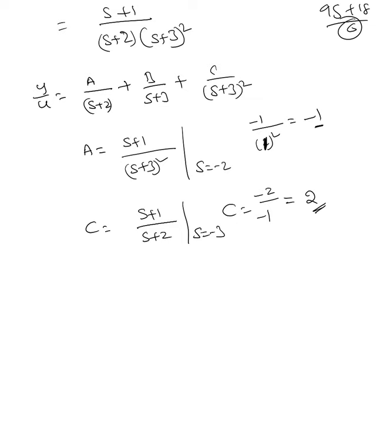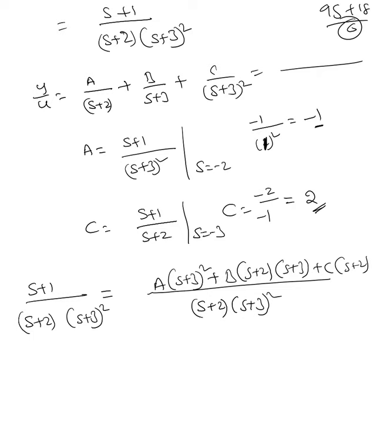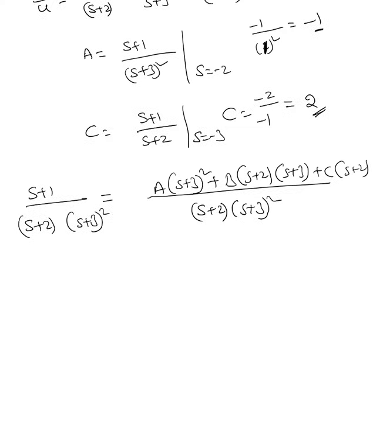So what I'm going to do to find b, I'm going to use substitution method here. So basically I have s plus 1 over s plus 2 times s plus 3 whole square must be equal to, now I'm going to do the LCM on the right hand side. So LCM for that is s plus 2 and s plus 3 whole square. So a must be multiplied with s plus 3 whole square plus b must be multiplied with s plus 2 and s plus 3. C must be multiplied with s plus 2. Now the denominators are same, so numerators must be equal.